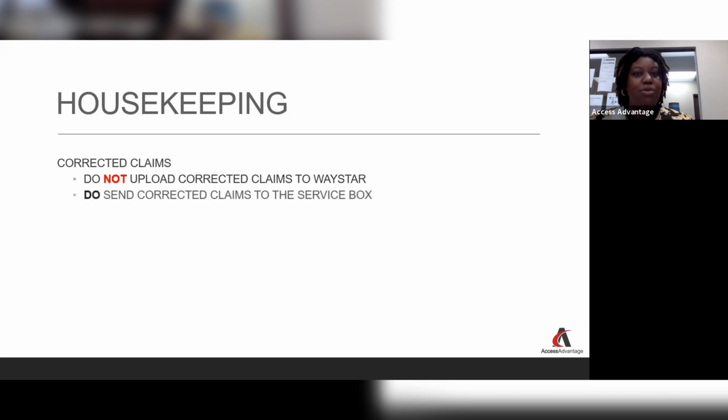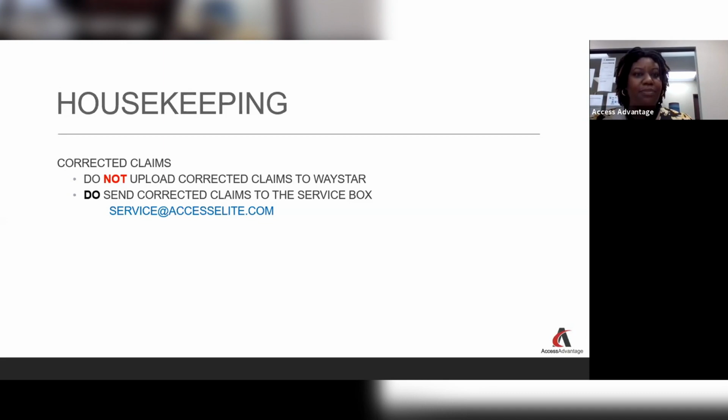Firstly, we want to talk about corrected claims. Please do not upload your corrected claims to Waystar. We have a protocol for corrected claims, and that is to submit the claims to the service box. I'll have an example of how you can do that on the next slide, but you would send the corrected claims with the appropriate subject line, noting that it's a corrected claim, to our service at accesselite.com, which is our service box.